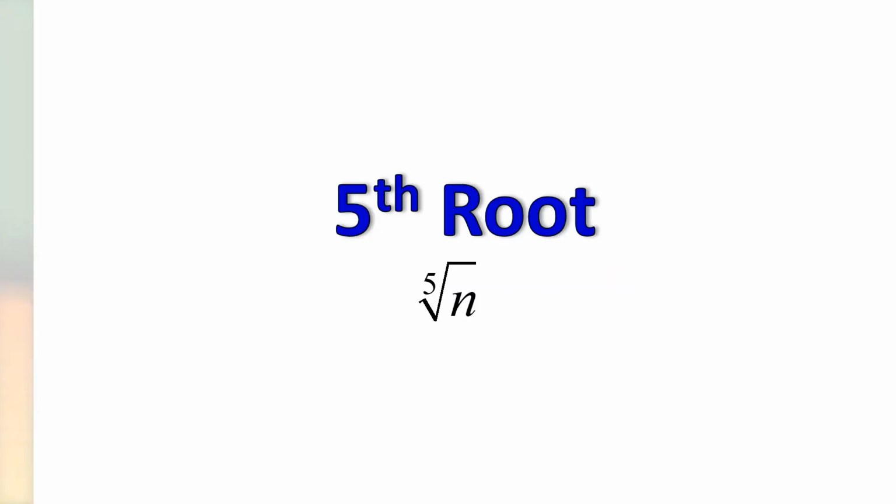Moving on to fifth roots, we know it's a fifth root because you notice the index is a 5. And 5 is considered an odd number, which means that it is okay for the radicand to be either negative or positive.